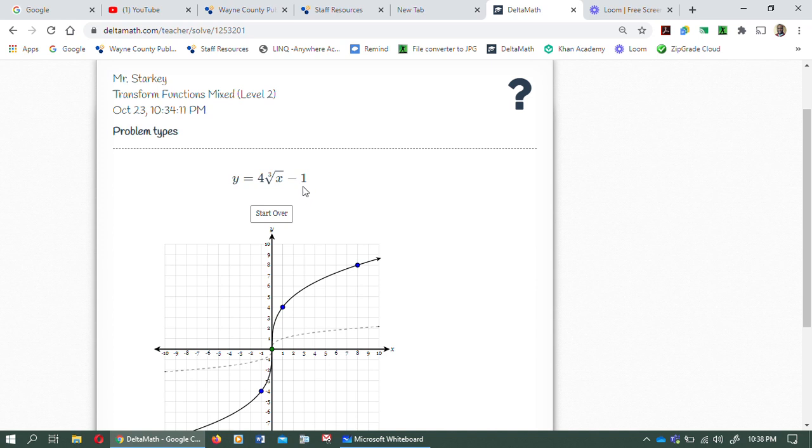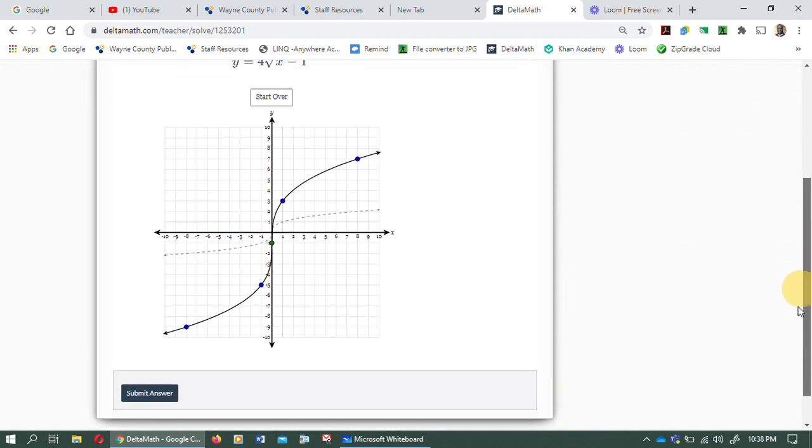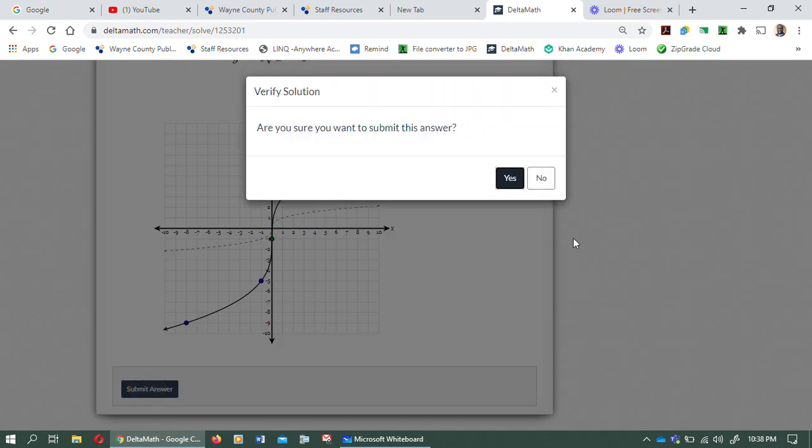And guys, the last transformation here that we need to do on this problem is a shift down. It's a translation, a vertical translation, and this is going to be a shift down 1 unit. So we're going to move this green dot to do a translation down 1 unit. Okay, and that is it, guys.